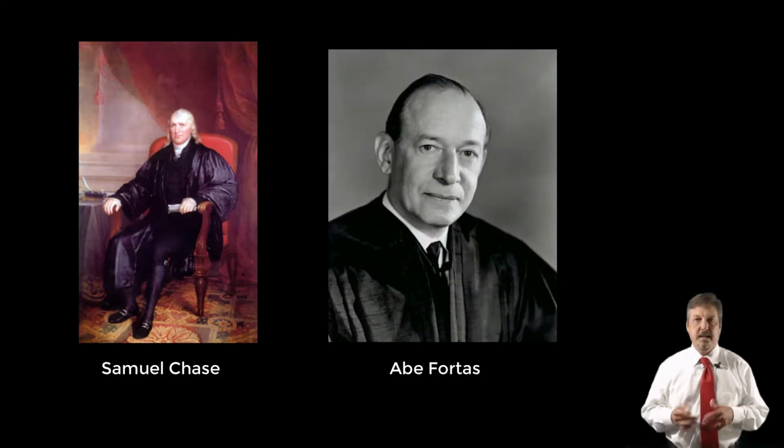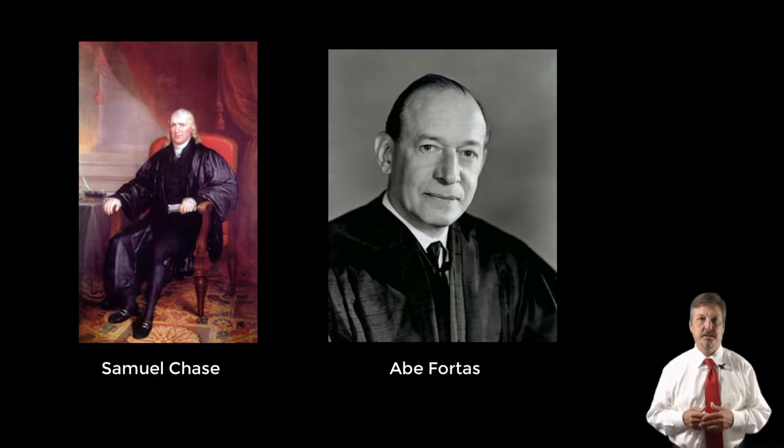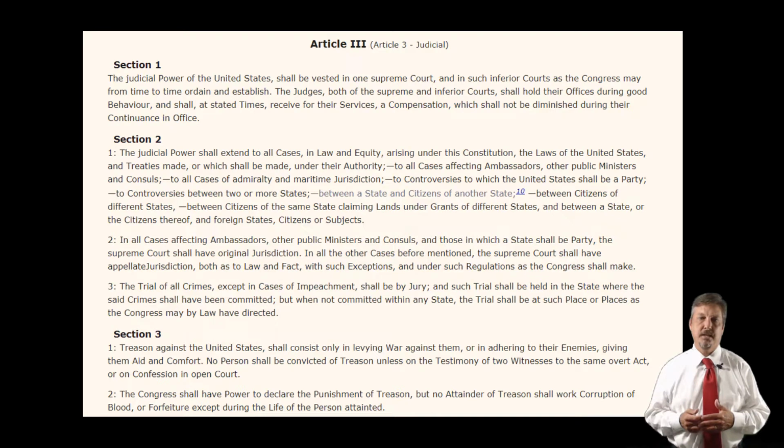In 1968, Justice Abe Fortas resigned under the threat of impeachment because of alleged conflicts of interest and financial improprieties. Of course, other justices have voluntarily resigned or retired for reasons of age or health, as in the most recent case of Justice Kennedy. Notice also that Article 3 does not specify the exact structure of the Supreme Court, including, for example, the number of justices on the court. The number of justices is set by Congress.